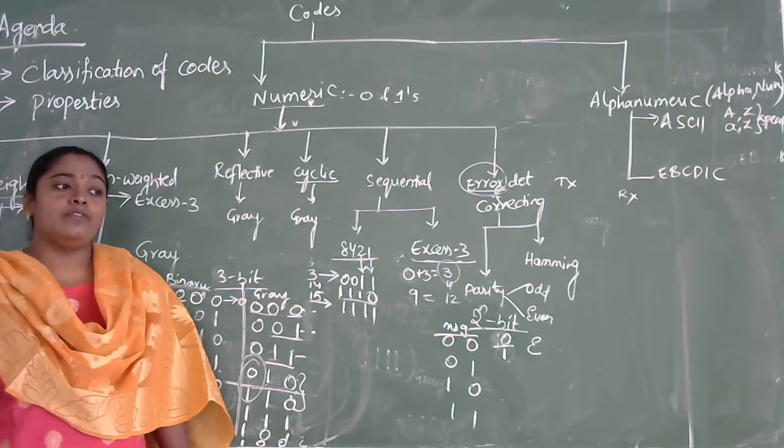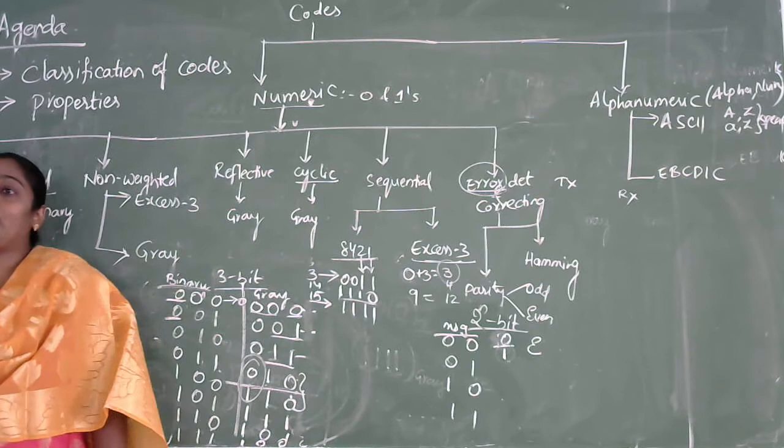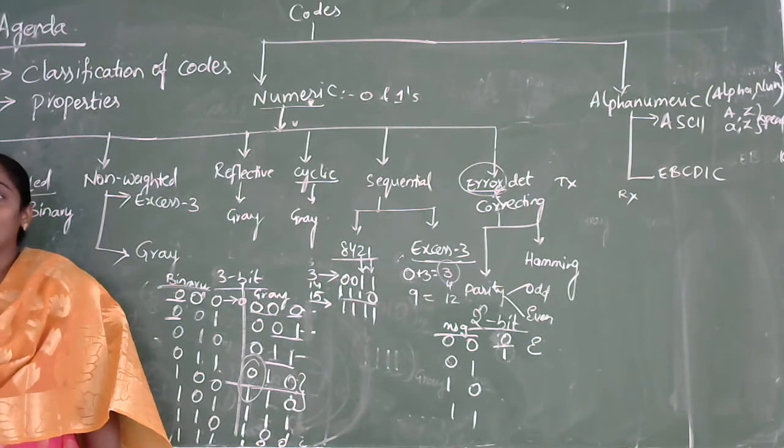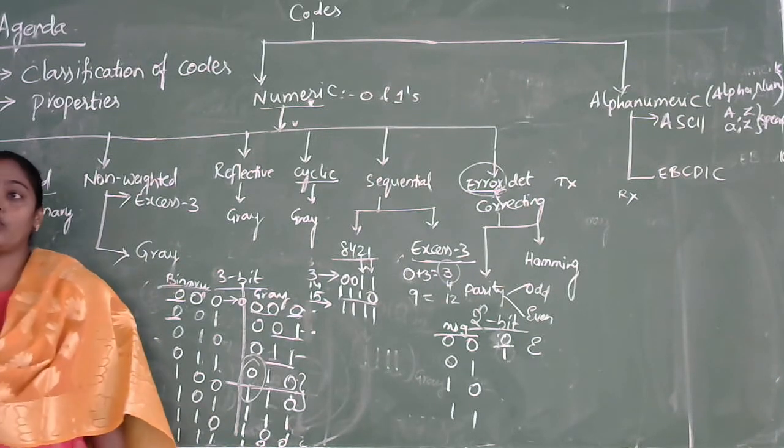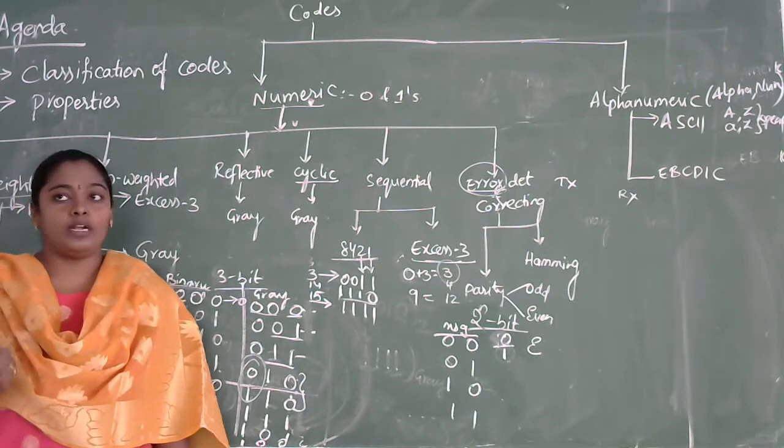This one is called a parity bit. Or in simple words, I can say that for odd parity, the total number of ones in a code word should be an odd number of ones.